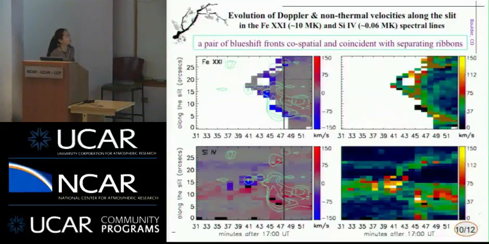Actually, this kind of separating pattern seems to be also seen in other evolution maps, like the iron-21 non-thermal evolution map, as well as the silicon-4 Doppler velocity, but with redshift mostly, and silicon-4 non-thermal velocity evolution maps. Combining the blue shift in the hot iron-21 line and the redshift in the cool silicon-4 line, we know that this flare shows an explosive evaporation in general.